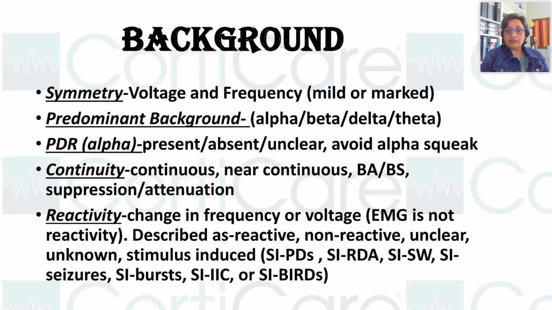Whether the background is alpha, beta, delta, or theta, and then you come to whether the PDR is present or absent. Delta and theta are not PDR. We are talking alpha range, 8 to 13 hertz. Whether it is present, absent, or not clear at the time you're monitoring patients, because let's say a patient is sleeping or intubated, comatose, we have absolutely no idea of the PDR of the patient. If you are counting the waves, please make sure you avoid the alpha squeak.